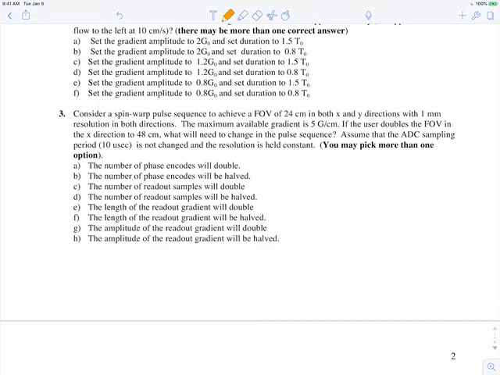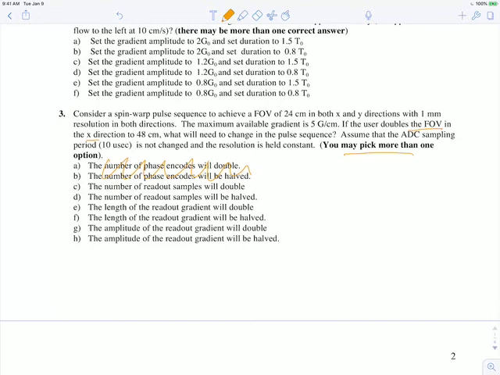So once again, the user doubles the FOV in the x direction. Right away, we can rule out all the phase encode ones, so I don't have to worry about these. And the hint that says you may pick more than one probably means you should pick more than one. That's another test taking thing. Then we go and it's essentially the same.